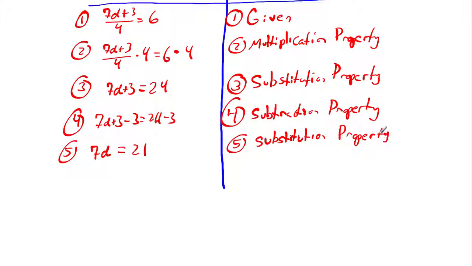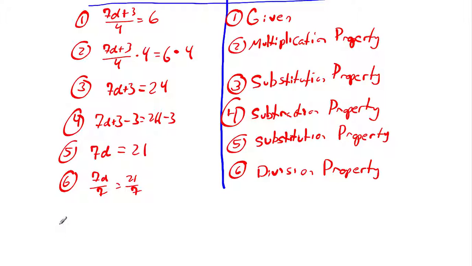Now the cool thing is, you might notice a pattern. Basically, whenever I do some operation, most of the time the next step is going to be the substitution property. So let's see if that holds true here. So what would I do next? Well, I would divide both sides by 7. And so this is the division property.